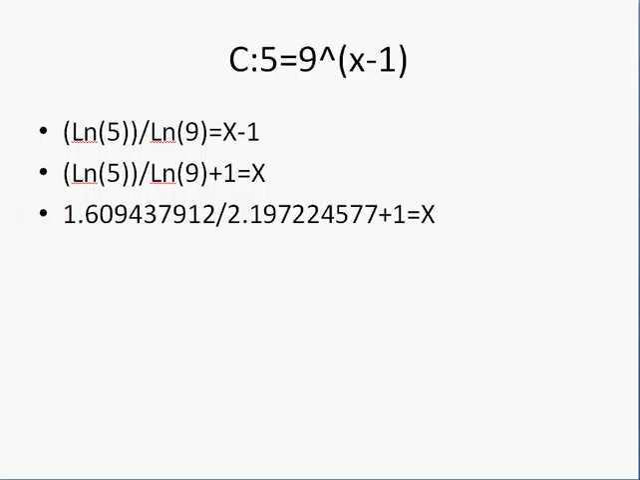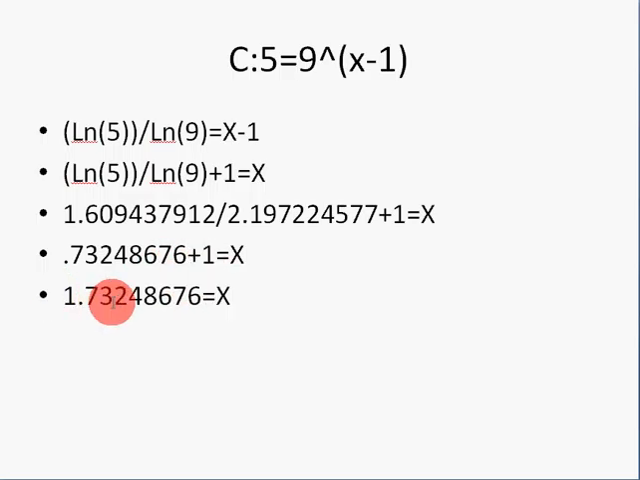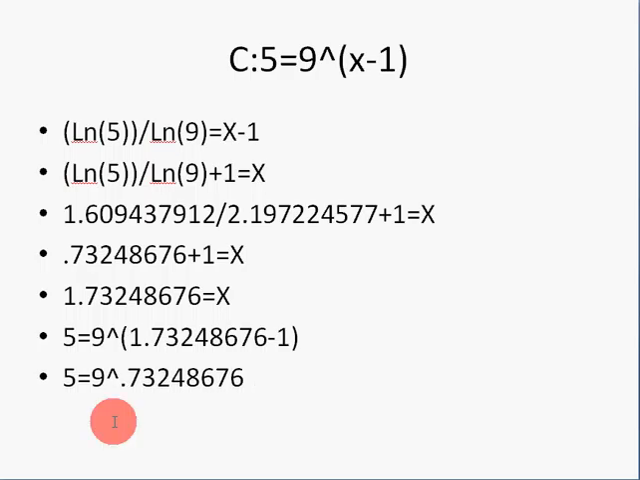Then you divide the two, and you get 0.73248676 plus 1, which is 1.73248676, equal to x. Now you plug this back into your original equation up here. So 5 is equal to 9 to the power of 1.73248676 minus 1, which is pretty much just this right here. That brings you to 5 is equal to 9 to the power of 0.73248676, which is 9 to this power is equal to 5.